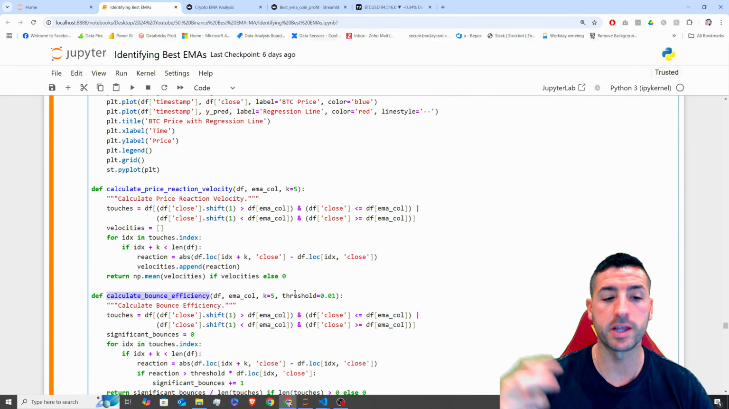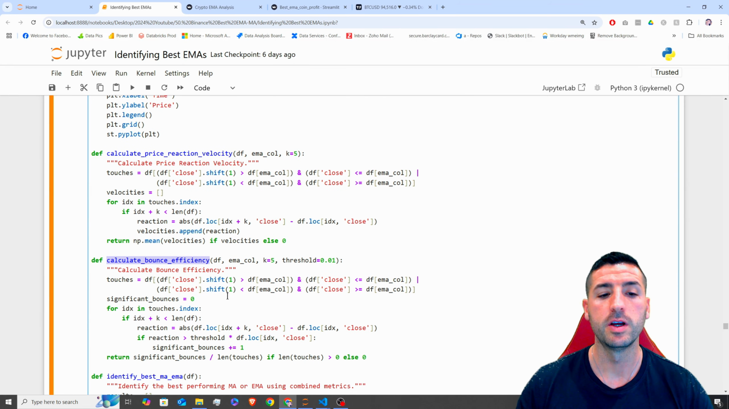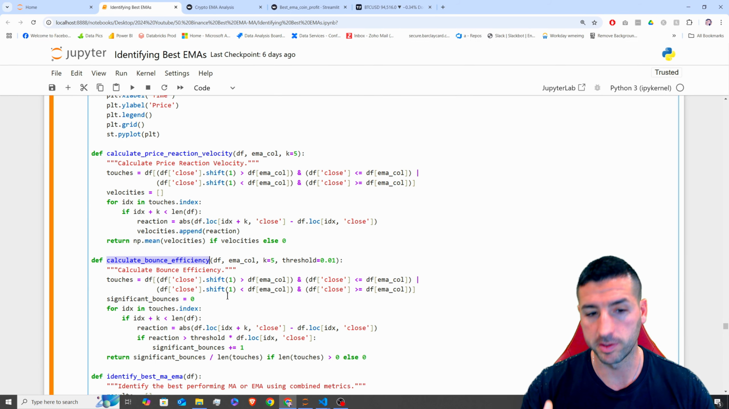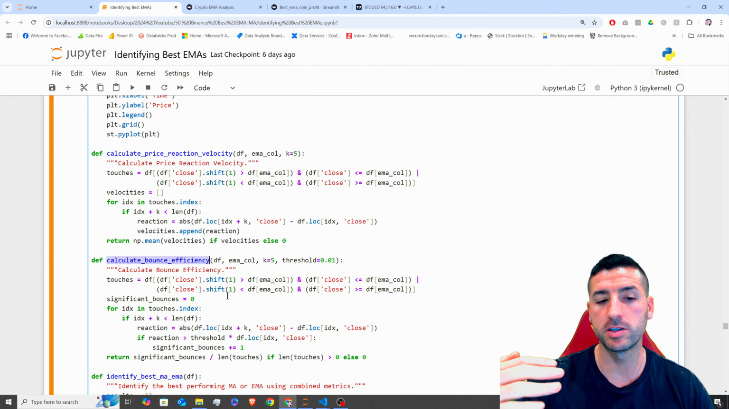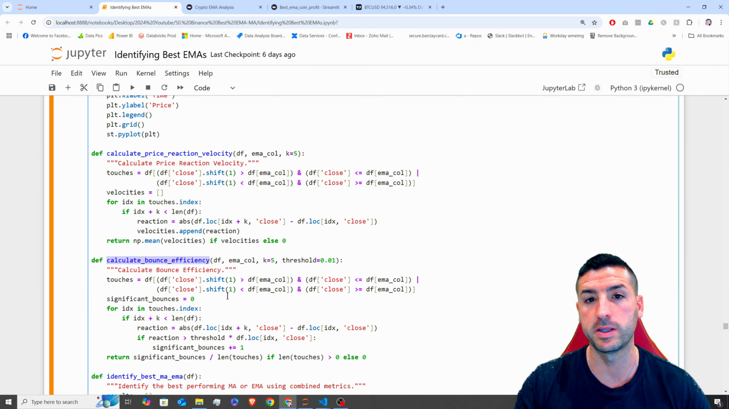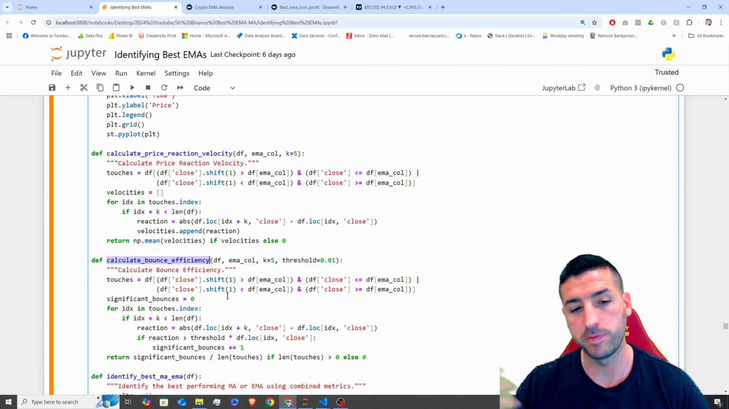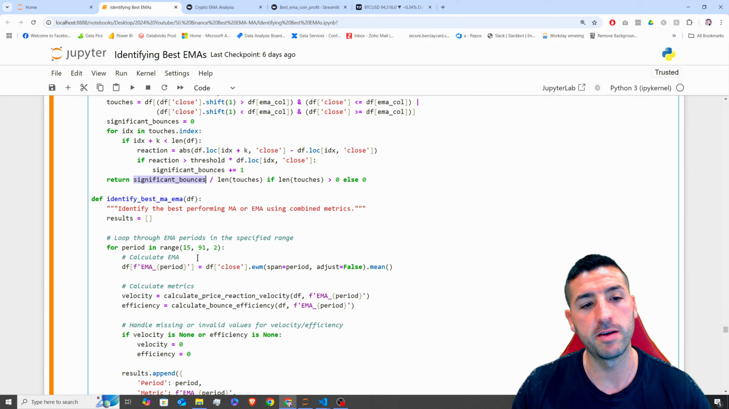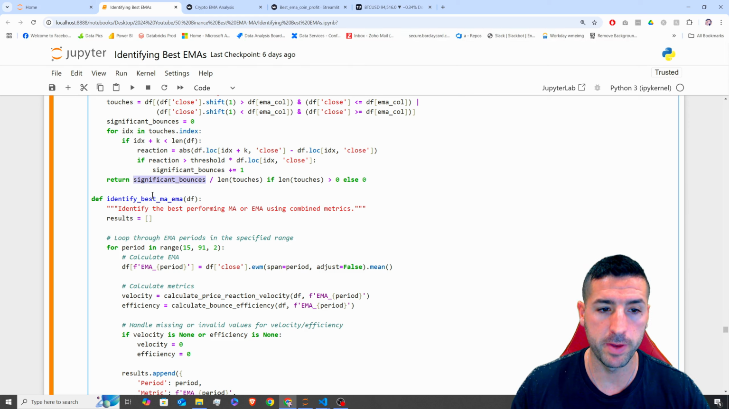There's actually a threshold on this function that you have to set. As soon as the Bitcoin price touches the EMA and then travels back, if it passes over that threshold you define, it's going to be counted as significant. The bounce efficiency is basically the deviation between the significant bounces and the total bounces.